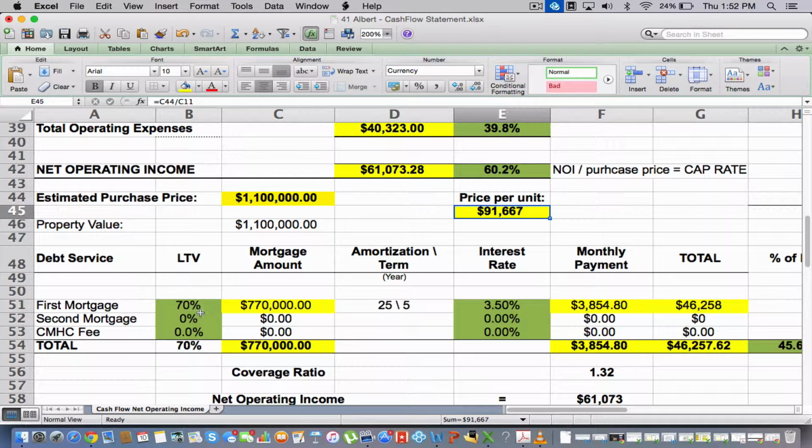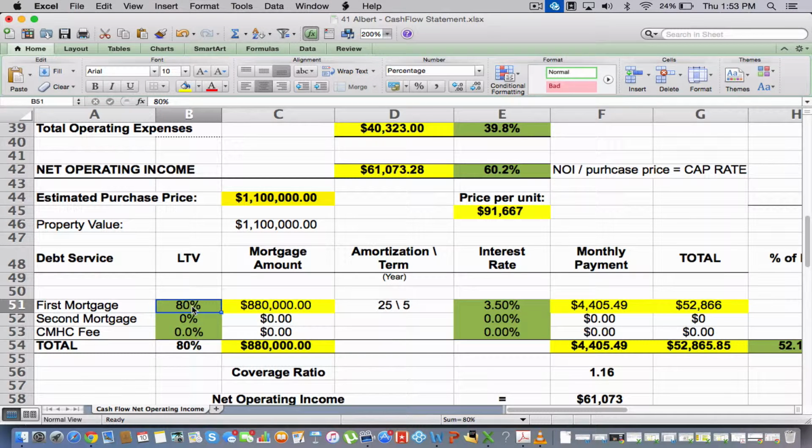Now, the next section below the debt service, the most important section, is obviously your first mortgage. To calculate the first mortgage, the way we manipulate that is with the percentage here under LTV. LTV stands for loan to value. So if we were dealing with a triplex or a fourplex, and you were putting 20% down, the loan to value would be 80%. So you would just change that to 80.